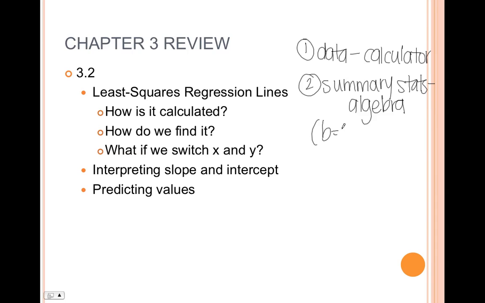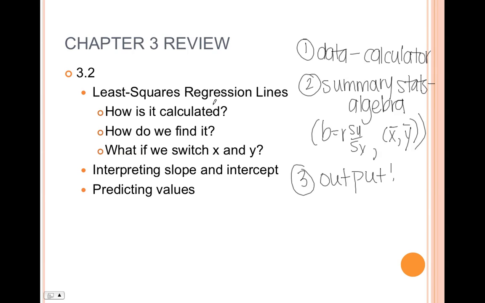Remember, b is equal to r times sy over sx, and then we plug in the point x bar, y bar. This is going to allow us to solve for the slope. This is going to allow us to solve for the y-intercept. And then the third is with the computer output. Do not forget that.